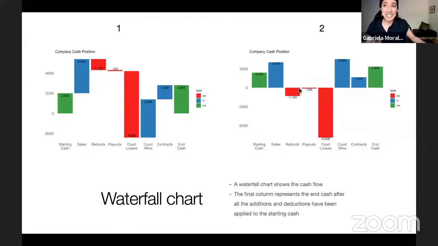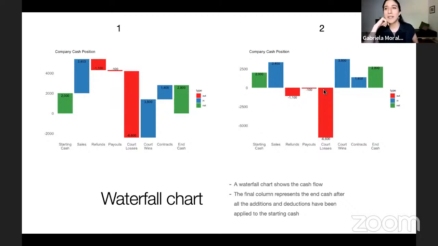But here is where the third point comes into action: mind your target audience. If they're in the finance world, they will be used to this one and like it, so go for this one. Or if your boss doesn't like this waterfall, then you go for the other one. So again, think about those three things.